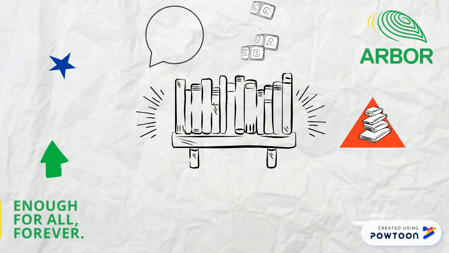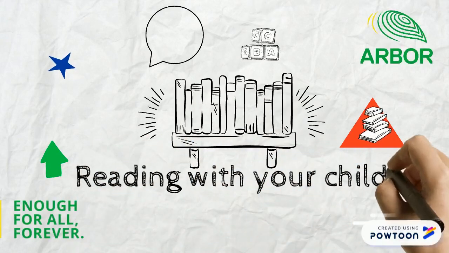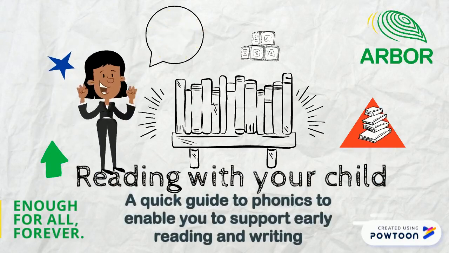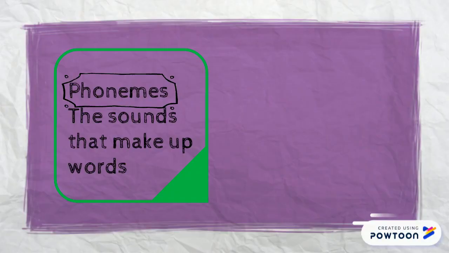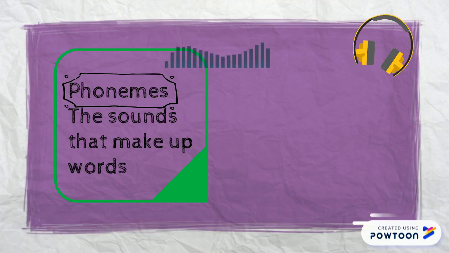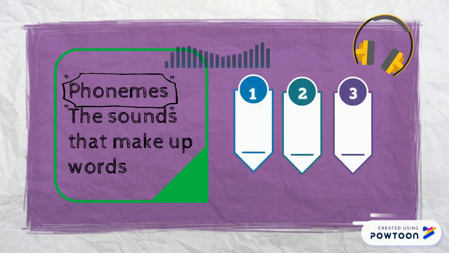How to read with your child, a guide explaining phonics and early reading to give you the confidence to help your child. Phonemes are the sounds that make up words. For example, in the word mat, there are 3 sounds or phonemes: m, a, t. In reading, children master blending the sounds to make a word: m, a, t, mat.